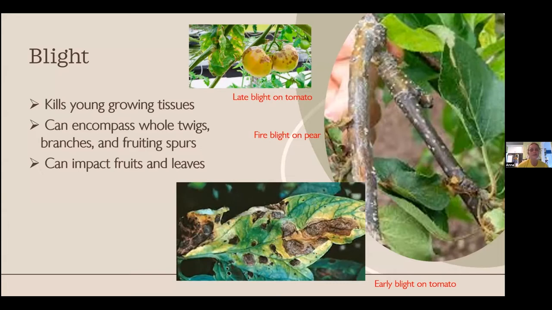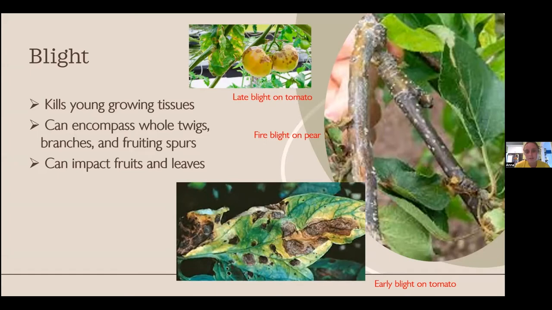So the first symptom that we're going to cover is blight. This is something that occurs on young growing tissues. It can be on the leaves, the branches, or the fruiting spurs. So if you had fruit trees, that would be where those fruit blossoms emerge. And it can impact fruits and leaves.